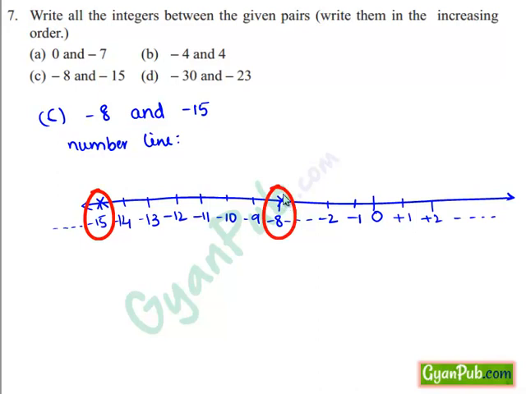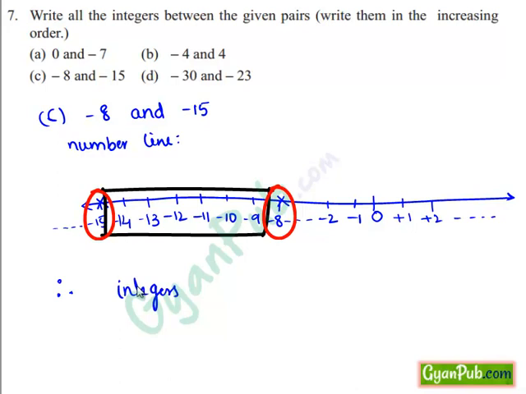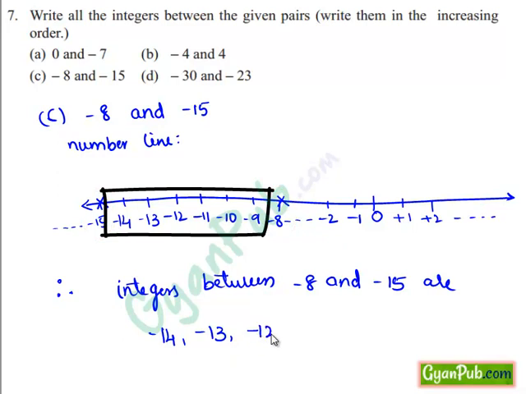To write integers between -8 and -15, first we will mark -15 and -8 on this number line. By observing this number line, we can say that there are 6 integers between -8 and -15. We know that on a number line, as we move in right direction, numbers are in increasing order. So, integers between -8 and -15 are -14, -13, -12, -11, -10 and -9, and these integers are in increasing order.